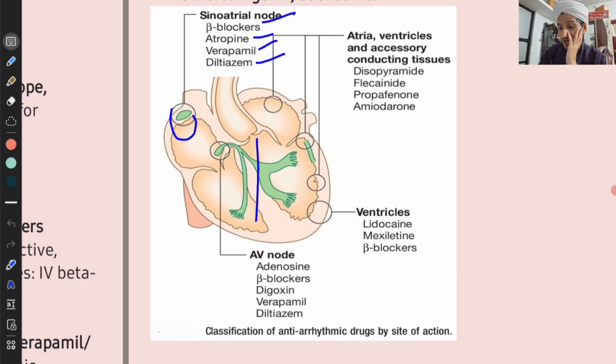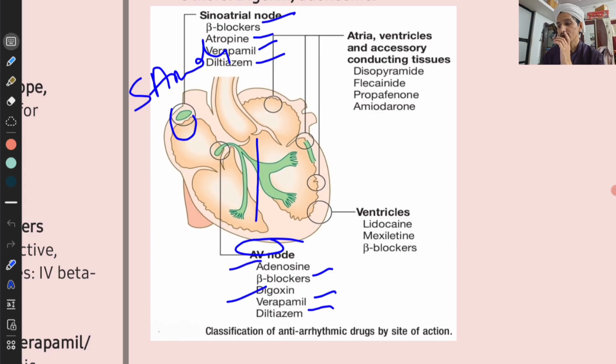On the SA node, this is the SA node. On the AV node, again the same beta blockers, verapamil, diltiazem. You add 2 to this: adenosine and digoxin in the AV node.